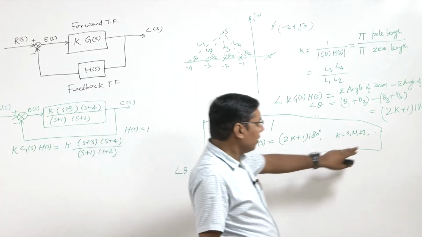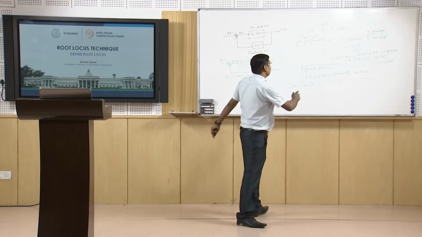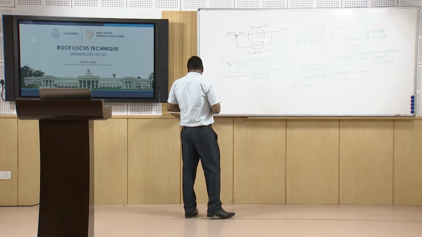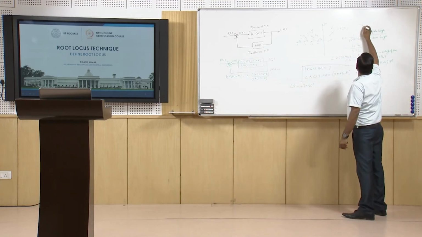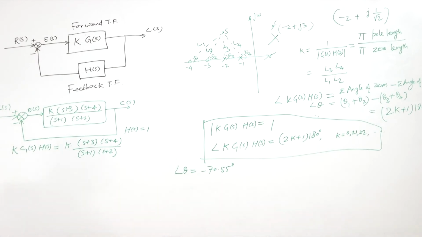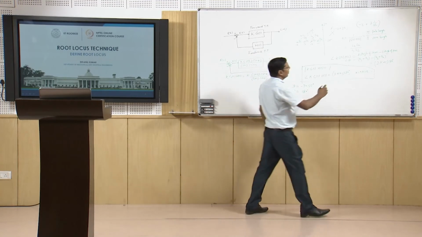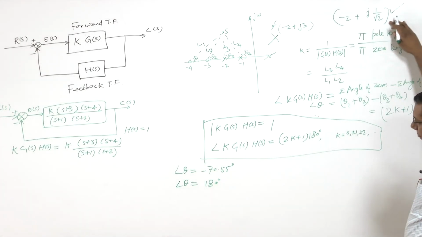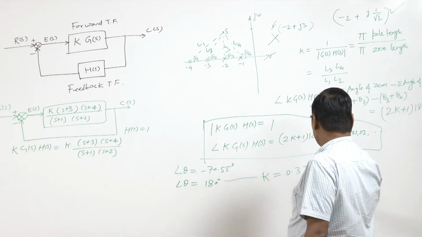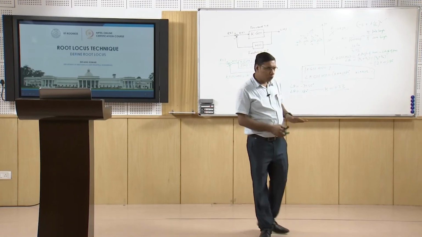So if this angle is not an odd multiple, either it should be 180 or 3 times 180 or 5 times, and so on, then this point is not on the root locus, or it is not a closed loop pole. However, if we take another point, that is minus 2 plus j 1 by root 2, for this point we get theta equal to 180 degrees, and so this point is on the root locus, and for this we can calculate the gain k using this method, and so we will get k equal to 0.33.